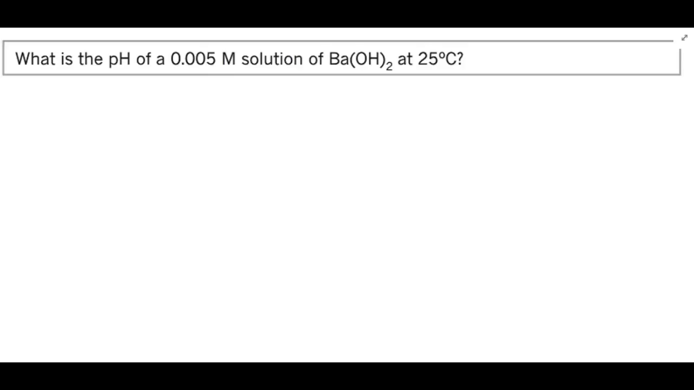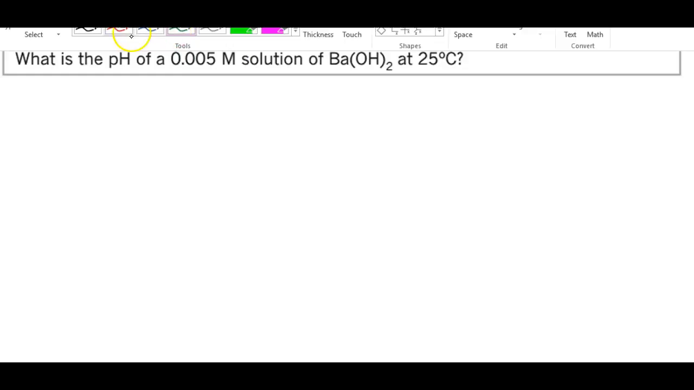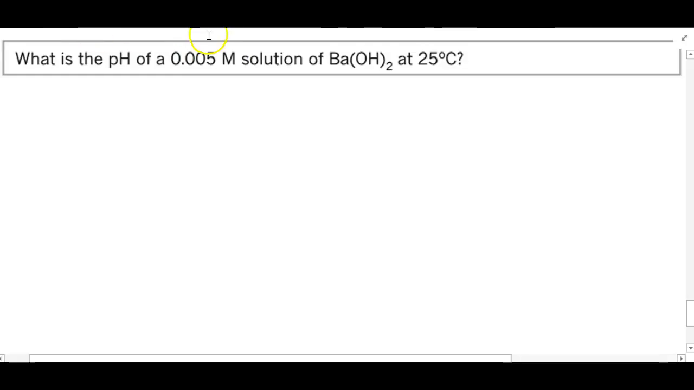Okay, so thinking back to what you know, you're looking for the pH now, and you've been told the concentration of the solution. This is a strong base, so therefore it's going to release a lot of these hydroxide ions. Okay, the hydroxide ions. It will go to completion.